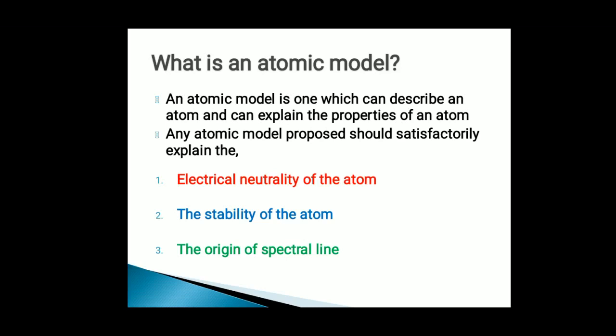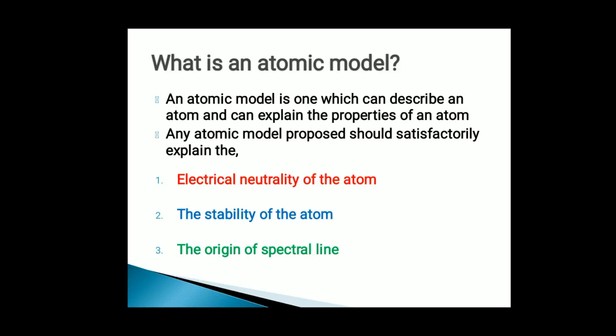So here we have to discuss what an atomic model is and the different atomic models proposed by different scientists to explain the structure of the atom, right? So first, what is an atomic model? An atomic model is one which can describe an atom completely and which can explain all the properties of an atom successfully. That is called an atomic model.